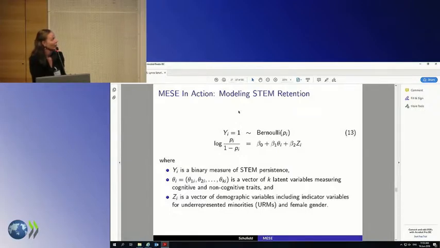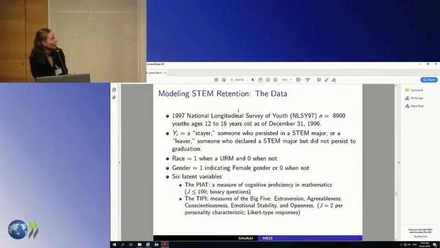We're going to have a vector of latent variables, and then we're going to also include a bunch of these demographic variables to try to understand these gaps. So I use the National Longitudinal Survey of Youth, the 1997. This is a particularly useful survey in the sense that we have longitudinal data. Yearly the students are asked what their major is, and so we can actually track when they have STEM majors and when they're dropping them or when they're not dropping them.